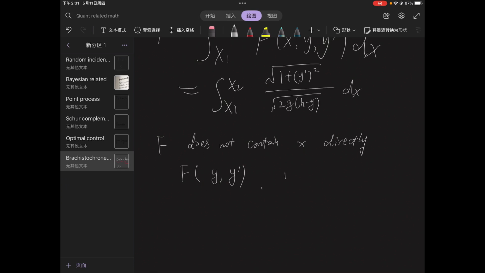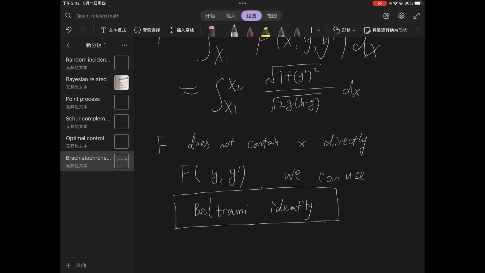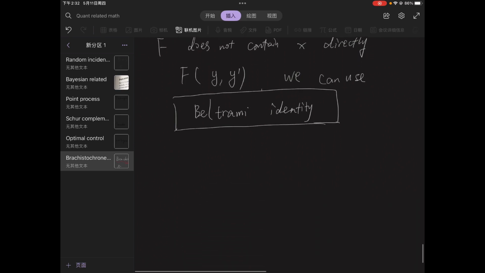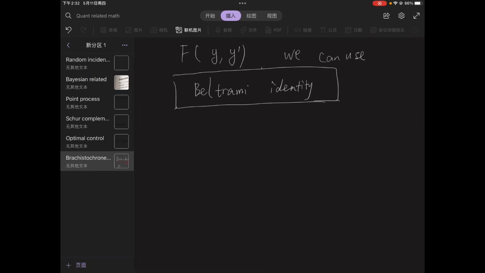And under these circumstances, we can use the Beltrami identity, which will make our life easier, because the Beltrami identity covers the special case when f is only a function of y and y'.